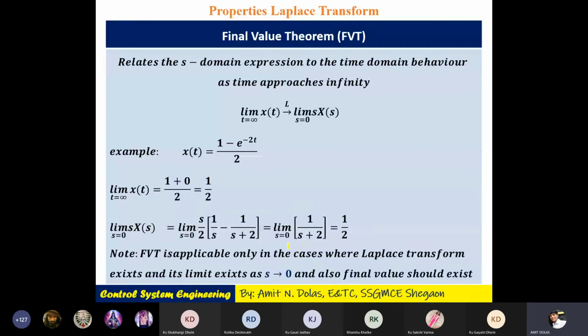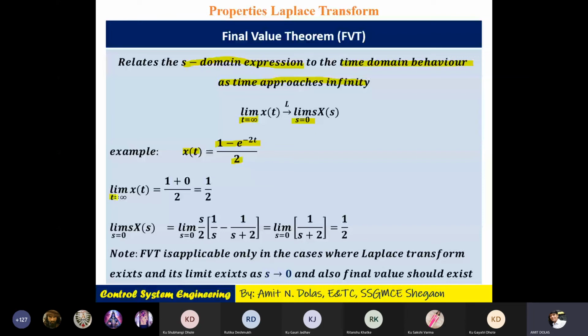Similarly, we have the reverse, that is the final value theorem. It relates the s domain expression to the time domain behavior as time approaches infinity. That is, time approaches infinity, s tends to 0. It is the reverse. For example, I have 1 minus e raised to power 2t divided by 2.